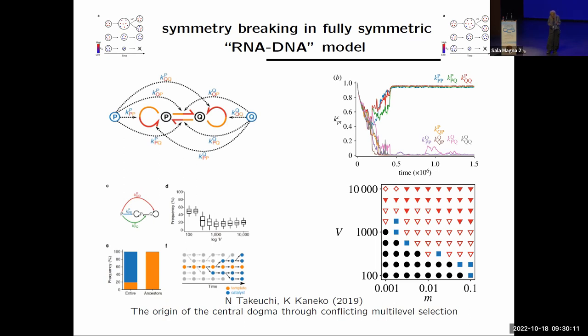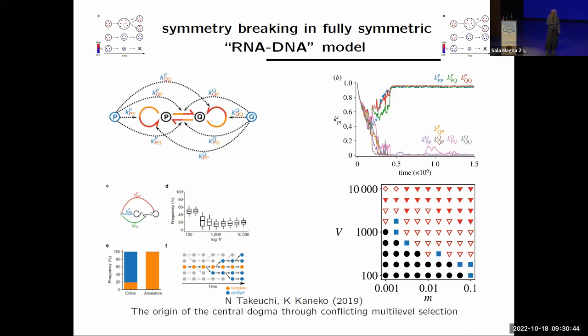There are two parameters, the volume of the cell and the mutation rate, which determine what happens. But on the hardest conditions, that is to say, with high mutation rates and a high volume, the two selection pressures on the cells and on the molecules are more or less out of balance. So when we don't have DNA, the system dies out in the upper right corner that we see here.